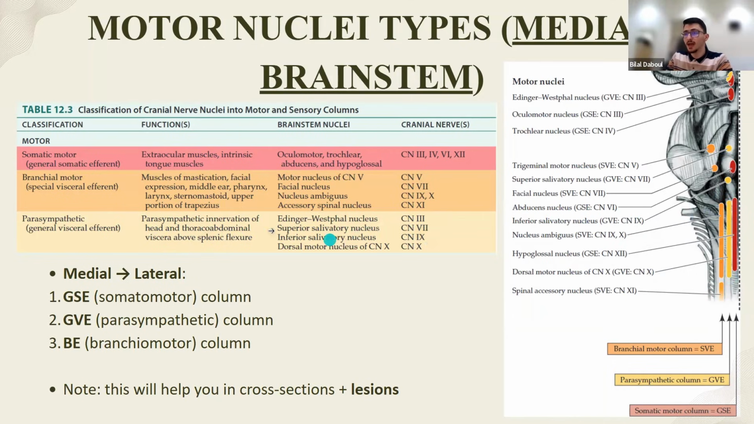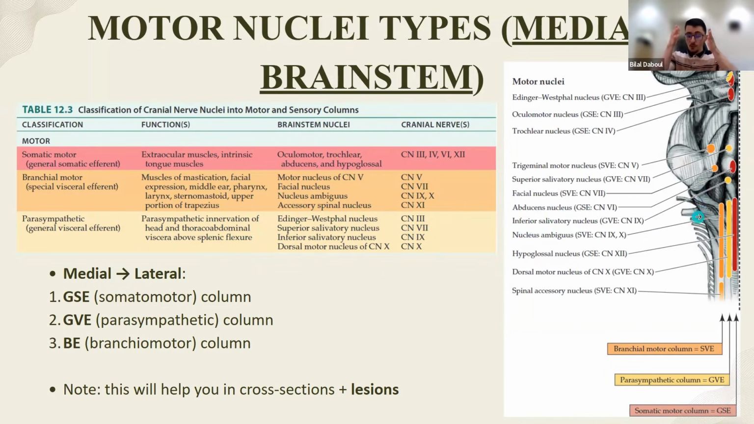Again, Edinger-Westphal nucleus corresponds to cranial nerve 3, oculomotor, responsible for pupillary constriction. Superior salivatory nucleus supplies the facial nerve, the 7th, to supply the submandibular and sublingual glands. Inferior salivatory nucleus supplies the glossopharyngeal to supply the parotid, and finally the dorsal motor nucleus for the thoraco-abdominal viscera up to 2/3 of the transverse colon. That's it for the parasympathetic nuclear column.